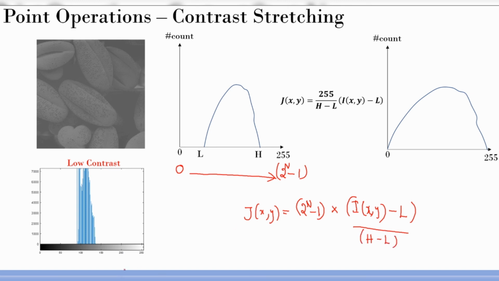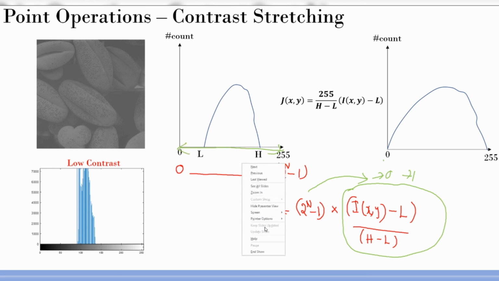So what I am actually saying is this: this part will change the range of the image from 0 to 1, and then you multiply by this, it will push it to the entire range. So that is the entire contrast stretching operation, and it is a really useful operation.